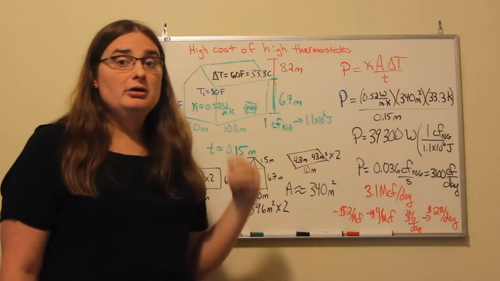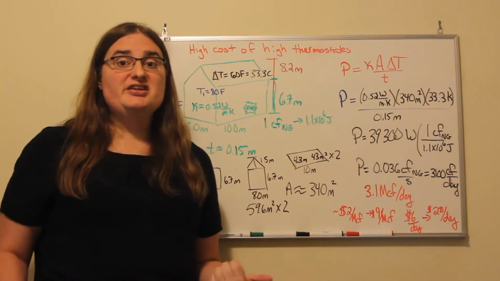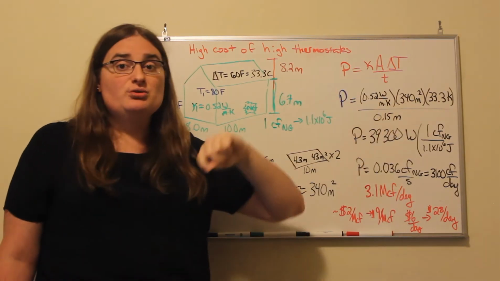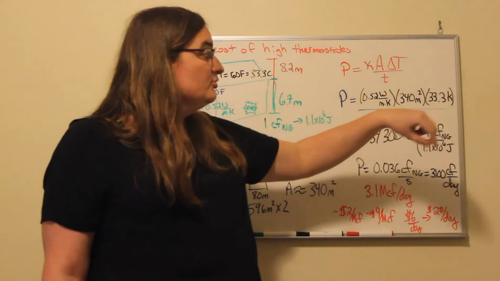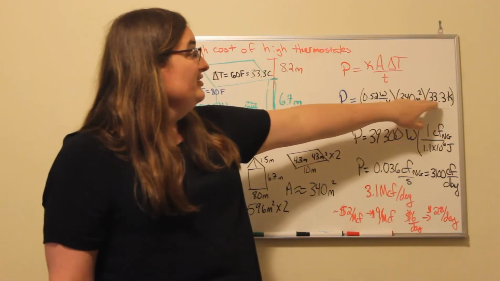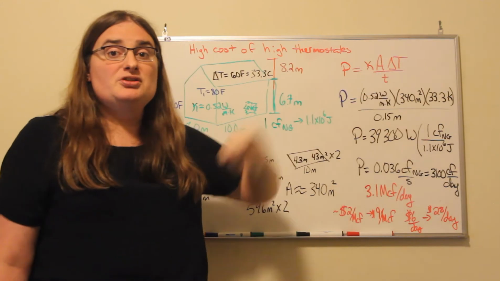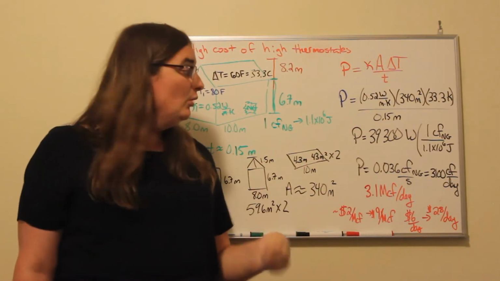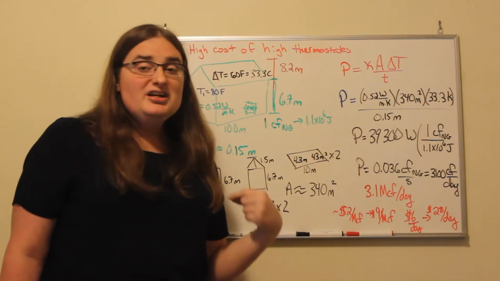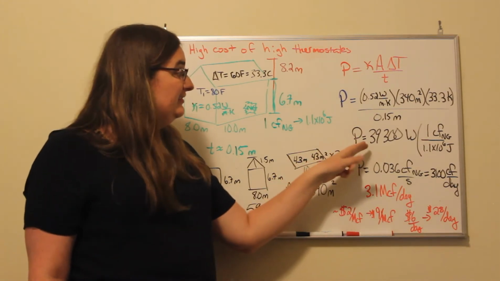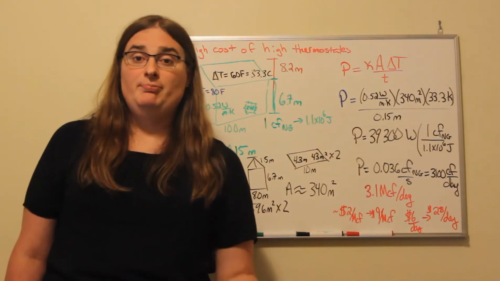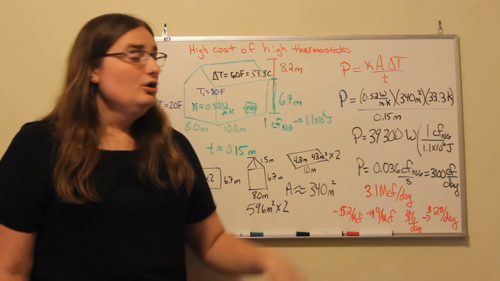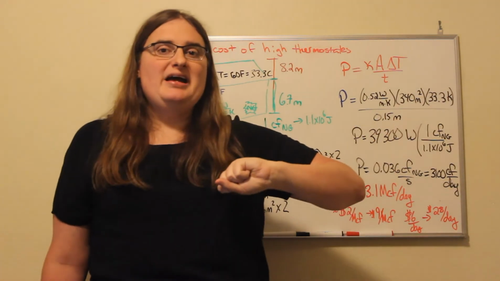So the power at which that thermal energy is leaking through that house is 0.52 watts per meter Kelvin times 340 square meters times 33.3 Kelvin, temperature difference between the inside and outside, divided by that 0.15 meter wall thickness, gives us 39,300 watts of power, or about 39 kilowatts.